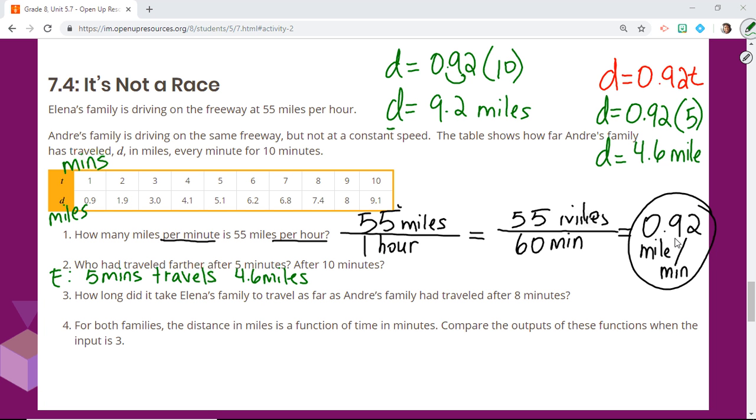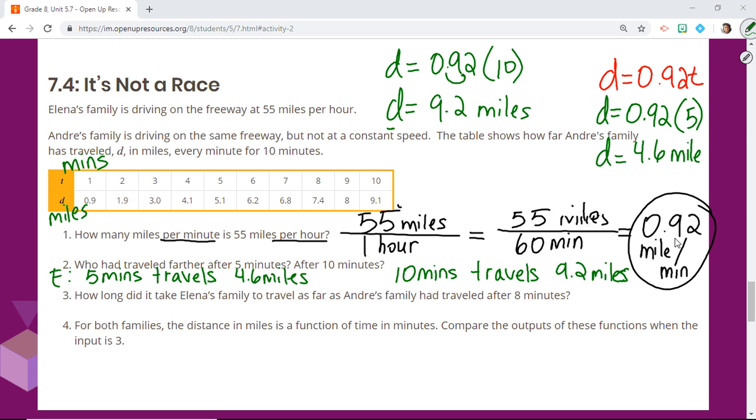So for Elena, in 10 minutes she travels 9.2 miles. So in 10 minutes, Elena can travel 9.2 miles. In 5 minutes, Elena travels 4.6 miles.